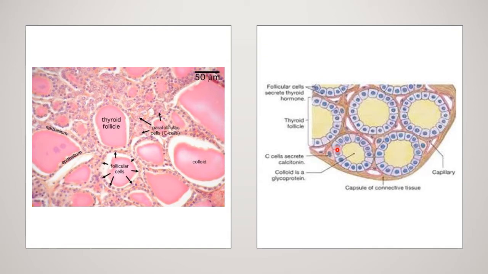This is a close-up view of a single follicle here. It consists of a single layer of cells known as follicular cells, and the center is filled with colloid. Scattered among them are larger cells known as the C cells or the parafollicular cells, which secrete calcitonin. The parafollicular cells are the origin for the medullary carcinoma of the thyroid, whereas the more common papillary and follicular carcinomas arise from the follicular cells that line the follicles.